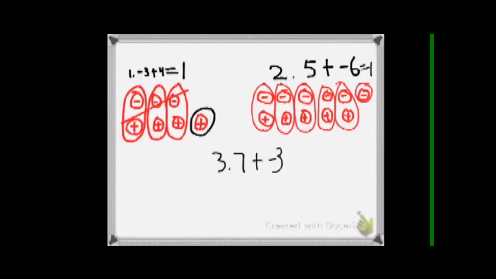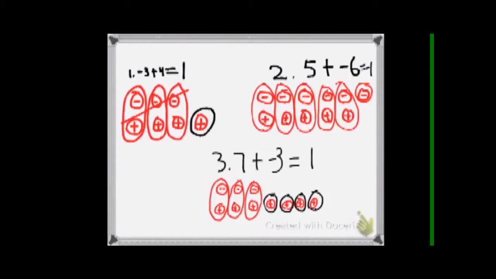Pause the video and try number 3 on your own. So I've drawn all my chips, 3 negative chips and 7 positive chips. So I'm going to make my 0 pairs. Now I have 1, 2, 3, 4. I have 4 positive chips, so my answer is 4. Hopefully you've got that answer.